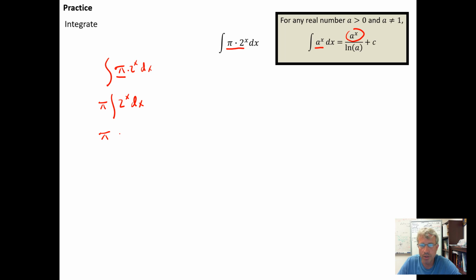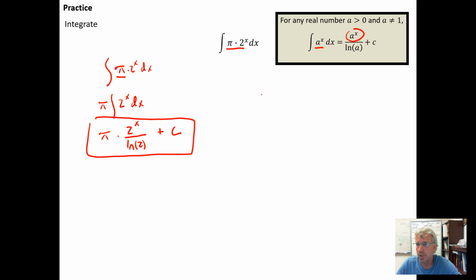So continuing, we get pi times the antiderivative of 2 to the x is just going to be 2 to the x over the natural log of the base, which in this case is 2, and then it needs to be plus a constant of integration. So there's the antiderivative in question. If you needed to check your work, then we would take the derivative of this and try to make sure that we get back the original function, which was pi times 2 to the x.